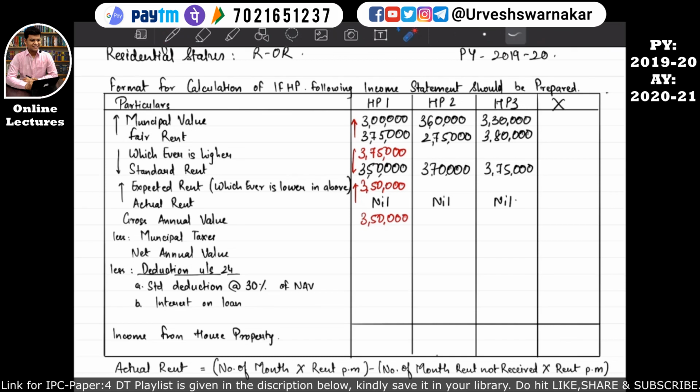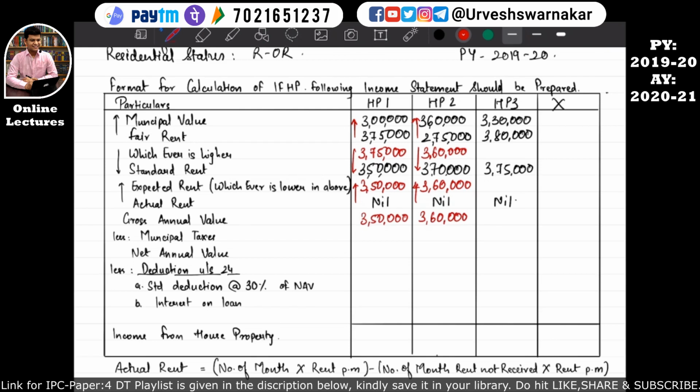The municipal value for house property 2 is 3,60,000 and the fair rent for house property 2 is 2,75,000. Whichever is higher of these two will be compared, and finally we will write the detail over here as 3,60,000. 3,60,000, whichever is higher, will be compared with the standard rent, and whichever is lower of these two will become our expected rent. Expected rent versus actual rent, whichever is higher, will become our gross annual value. That means 3,60,000 only. I hope this is quite clear to you all.